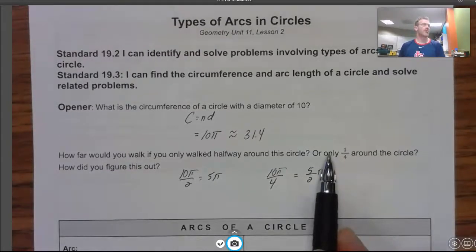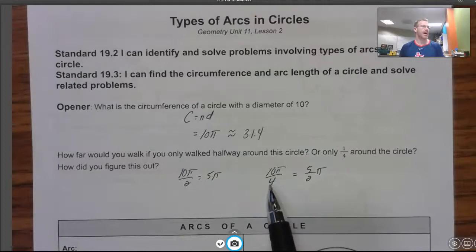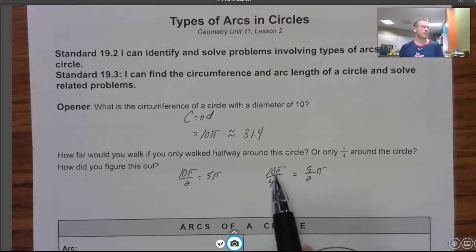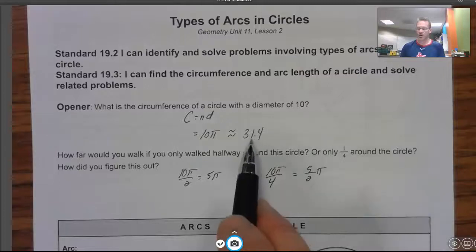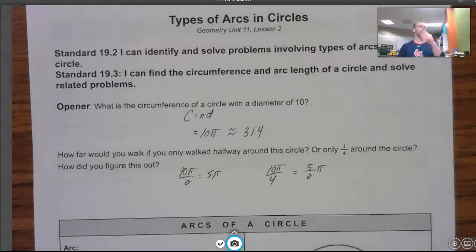Now, if I only walked a fourth of the way around the circle, we would take the circumference and divide that by 4. If I leave this as an exact answer, I would just reduce the fraction, the same way as normal: 2 goes into both 10 and 4, so that's 5 halves pi, or you would take 31.4 and divide that by 4. And what that really is, is the arc length. So how far along the arc did you walk? Because we may not walk the entire distance around that circle.